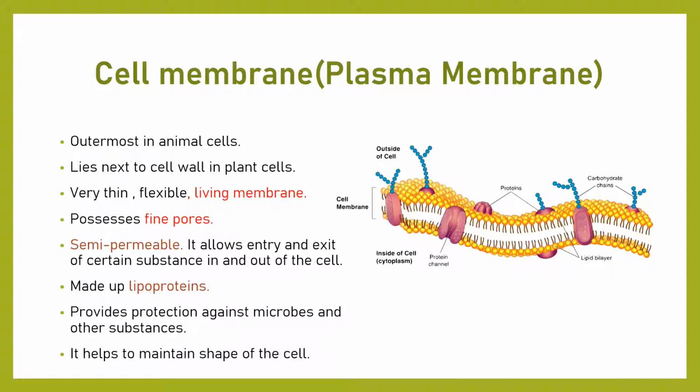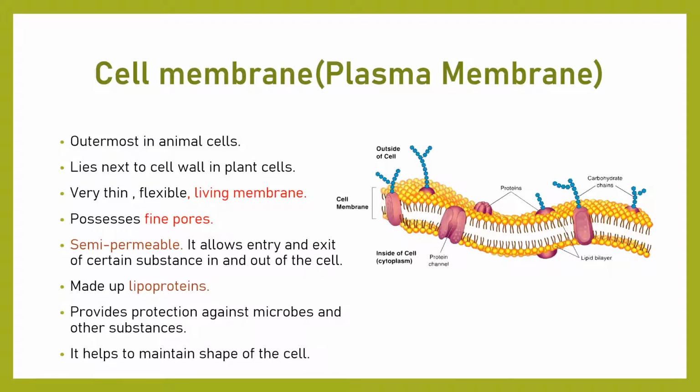These pores facilitate the transfer of substances in and out. A very important characteristic of the cell membrane is that it is a semi-permeable membrane, which is also known as selectively permeable membrane. It means it allows the entry and exit of certain substances in and out of the cell.